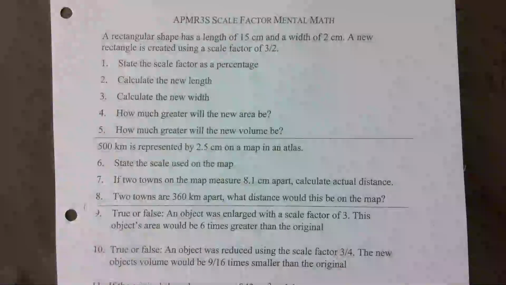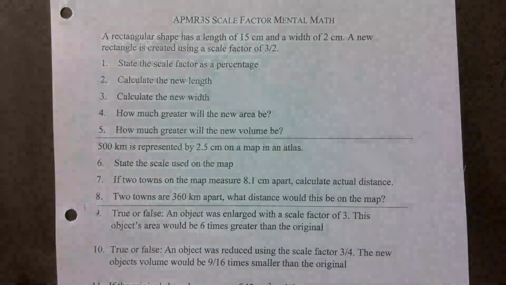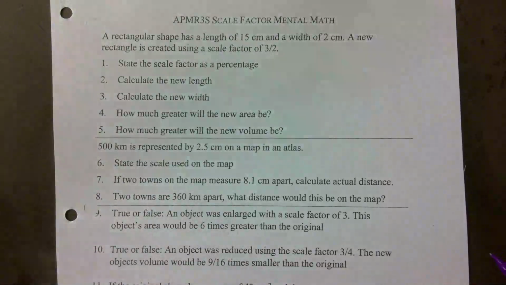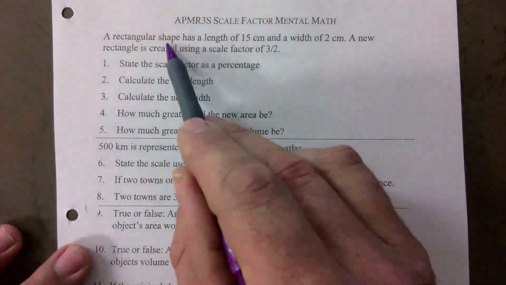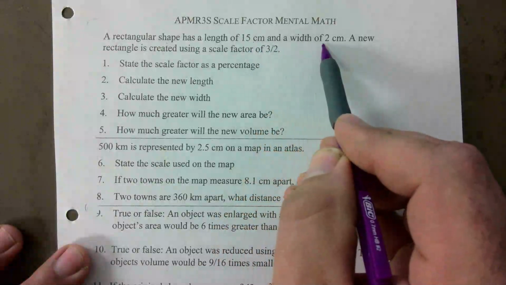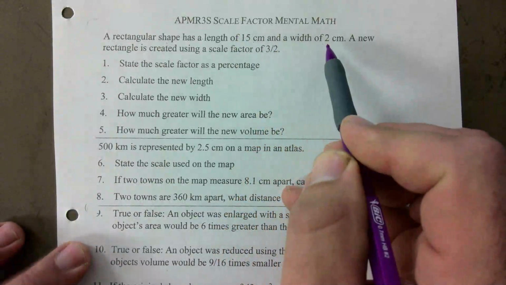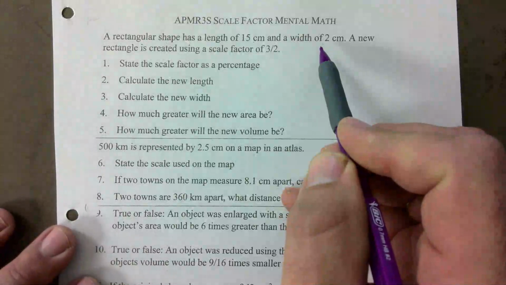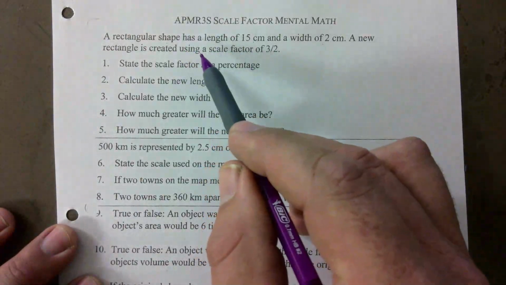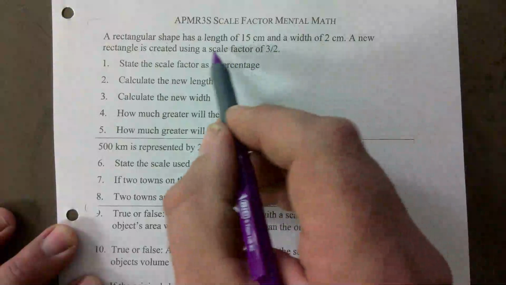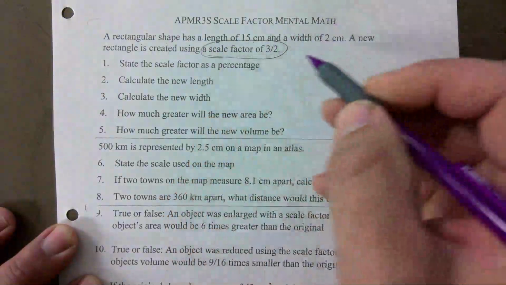Going to appreciate that. So just remember, learn from your mistakes if you made them. So you have a rectangular shape, length is 15, width is 2. So I do give you the information as to the dimensions of it. A new rectangle is created using a scale factor of 3/2. Okay. So what do we know?